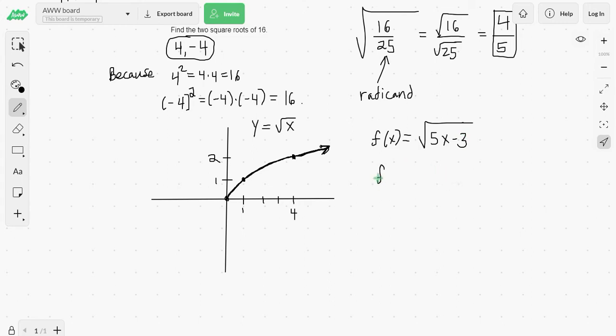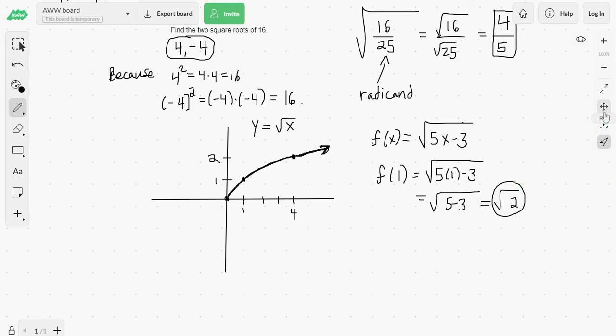Now suppose we want to evaluate f of 1, just for example. We would plug in 1, and we would get the square root of 5 times 1 minus 3. We work within the square root, and we get the square root of 5 minus 3, which is just the square root of 2. And you could approximate this if you want, but usually we just leave things as exact answers. So that's how we can evaluate a square root function.